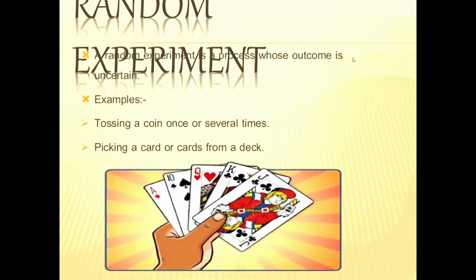Randomness of experiment. Examples: tossing a coin once or several times. It is an example for probability. Picking a card or cards from a deck.